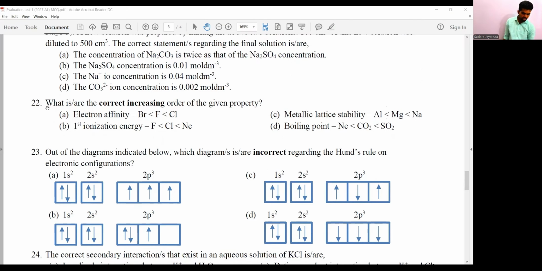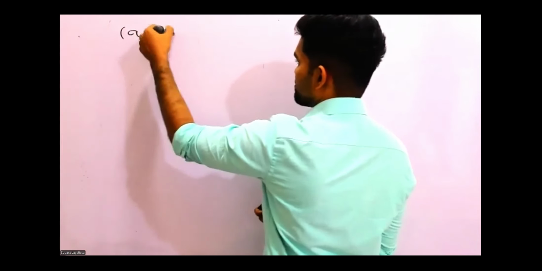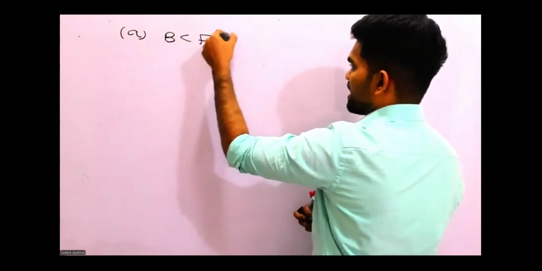So in question number 22, they're asking what is the correct increasing order of the given property. So electron affinity, first ionization energy, metallic lattice stability, boiling point. They have given several things. Okay, we'll see the first one, electron affinity. The given order is correct. So A, it says Br, F, and Cl.